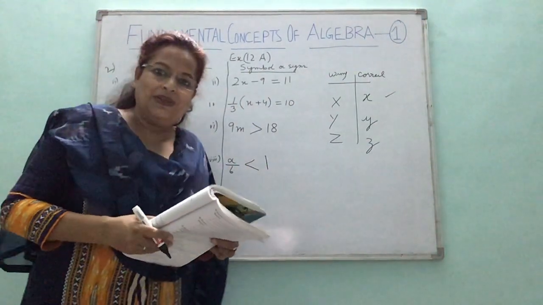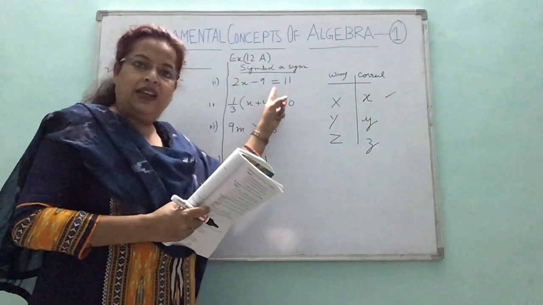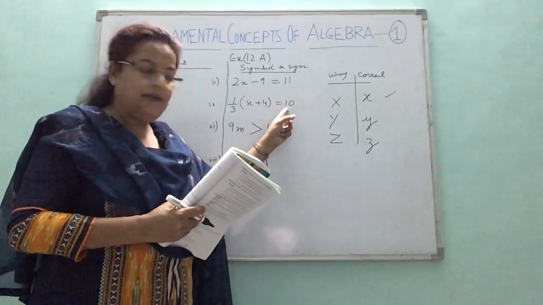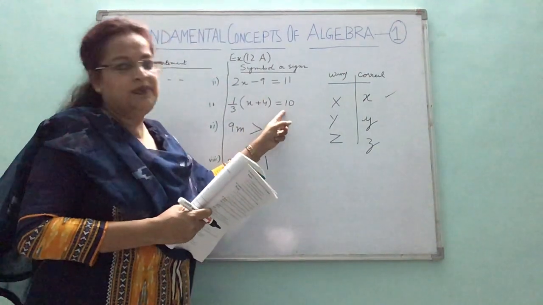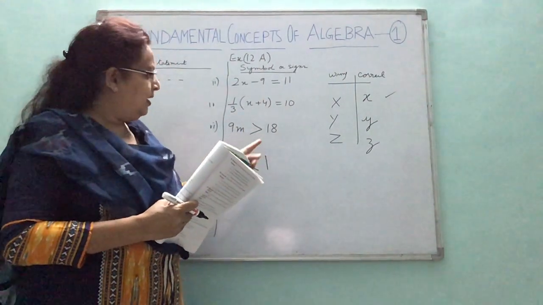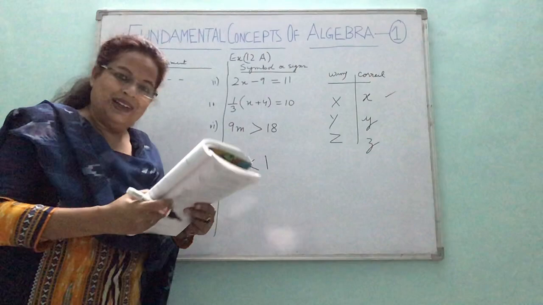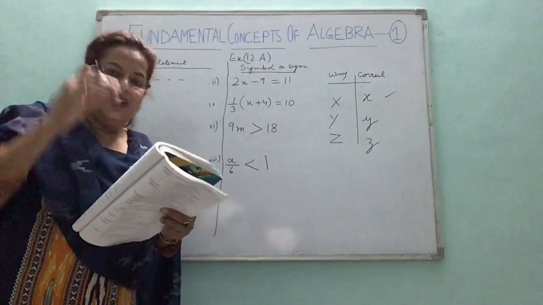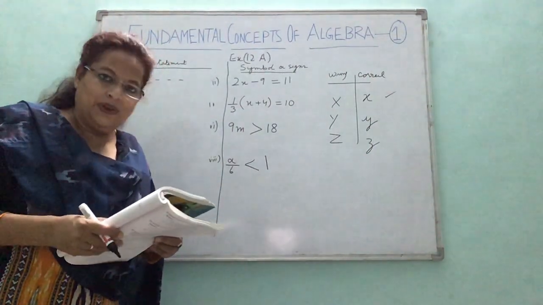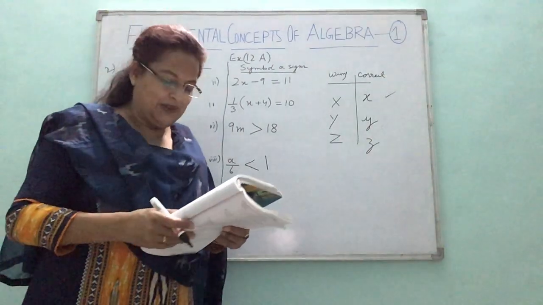So we have to change to symbols. Where they say equals or gives, both we write equal to sign. Greater than or less than symbol. Right, children? Not so difficult. So you will do the remaining also on your own. But don't leave any question of this.